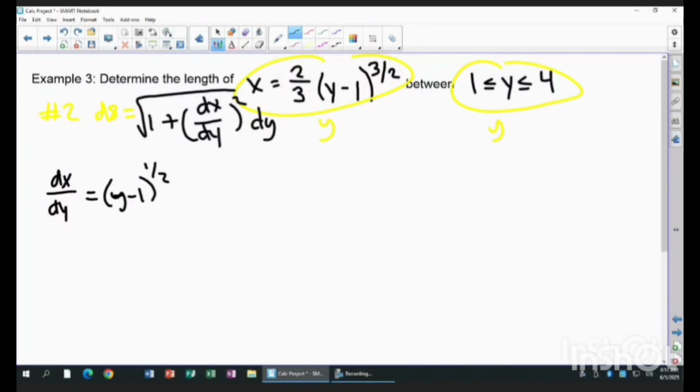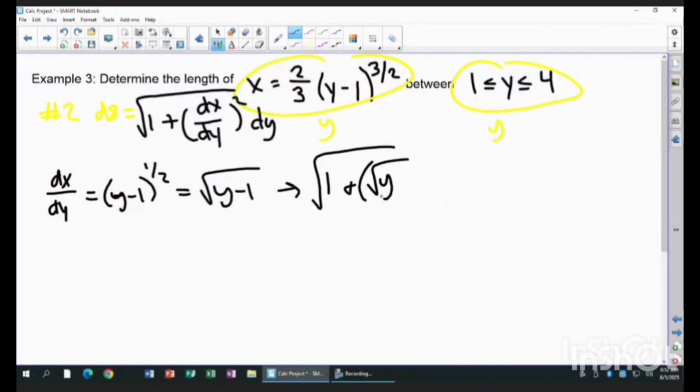will be (y minus 1) to the 1/2, basically root y minus 1. I think in this case, it's pretty easy to plug it into your roots because it simplifies nice and simple. So I'm going to plug it in to get 1 plus (root y minus 1) squared, and that is 1 plus y minus 1. Very simple. These cancel out, and you're going to be left with root y.